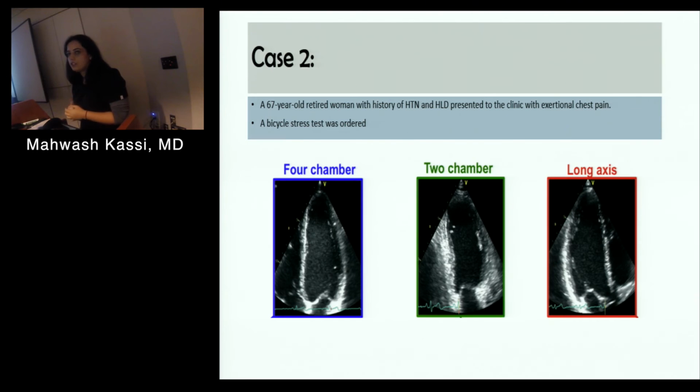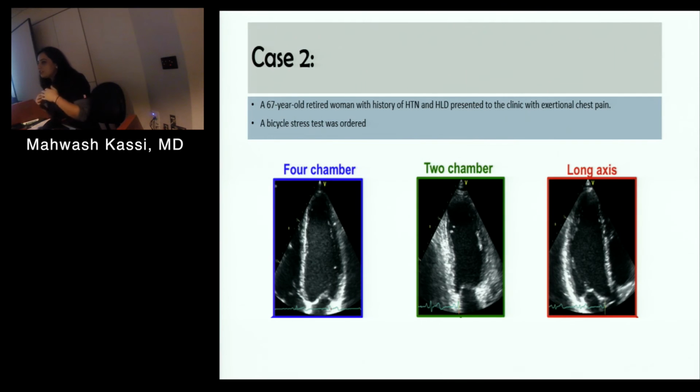Okay, so this is the second case. It's a case of a 67-year-old female with a history of hypertension, hyperlipidemia, with exertional chest pain, and she had a bicycle stress echo. I sometimes have issues with identifying the walls, so I thought it might be a good time to review some of those, especially for the first years. So I'm going to pick on Bashar or John. When you look at a 4-chamber view, which walls are you looking at?